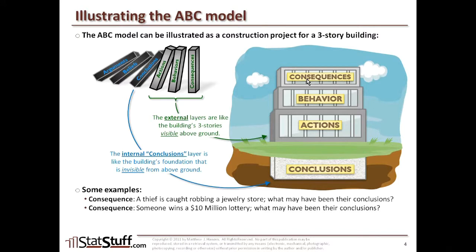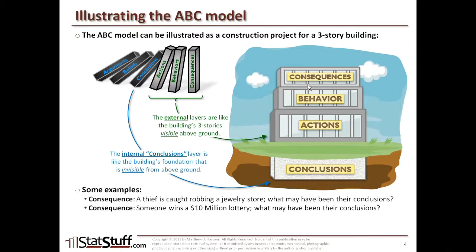Another example would be a consequence where someone is winning $10 million in the lottery. Well, what may have been the conclusions for a person like that? The consequences, for example, don't have to be something that's negative. It just means a sequence, or something that's next in order. So in the same way, what would be the natural next order if we saw someone suffer the horrible consequence of winning $10 million in the lottery?